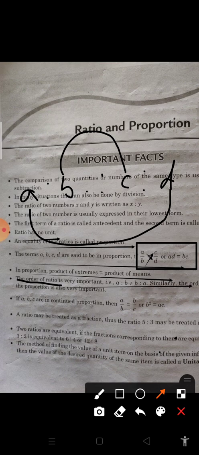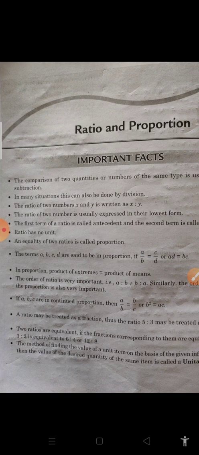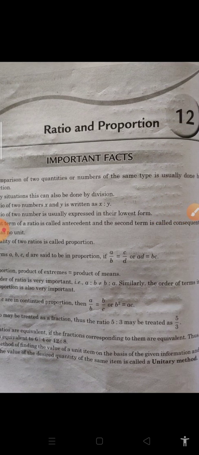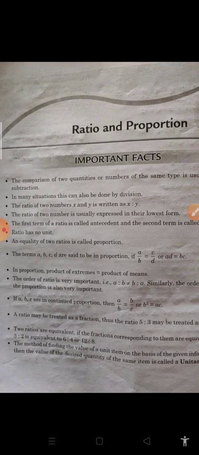Similarly, the order of terms in a proportion is also very important. So it is not equal, because the order of terms in the proportion is very important, because A ratio B is not equal to B ratio A. Both are not the same.